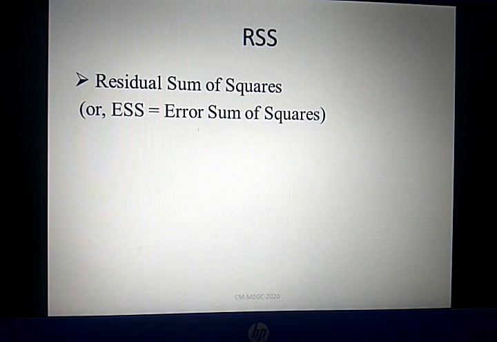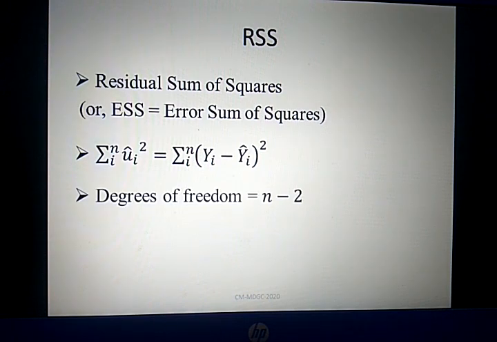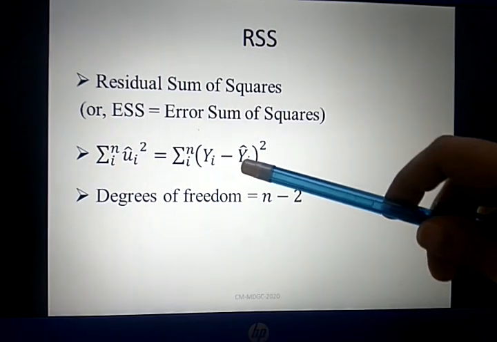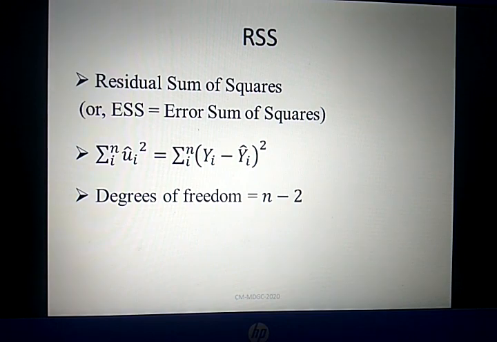The other component of TSS is RSS, residual sum of squares, which is computed with this formula, and the degrees of freedom is n minus 2. For a regression model with k parameters to be estimated, the degrees of freedom of RSS will be n minus k. As we are using the estimated value of y, that is y hat, we lose degrees of freedom equivalent to the number of coefficients to be estimated.